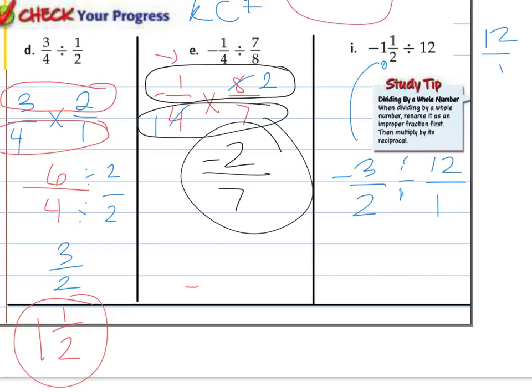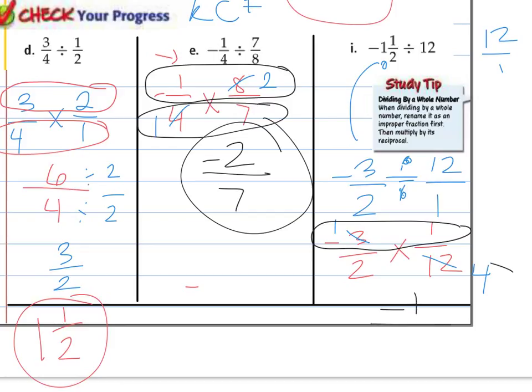So I'm going to rewrite it as division. Make sure everything's in fraction form first. Then I'm going to flip it, 3 over 2 times 1 over 12. Cross cancel, 3 goes into 3 once, 3 goes into 12 4 times. So I have negative 1 times 1 is negative 1. 2 times 4 is 8, negative 1/8.